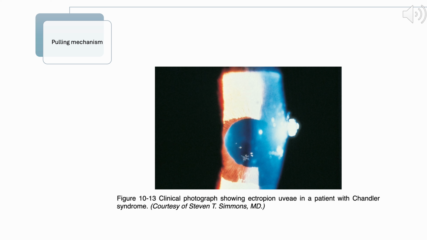This image shows Chandler syndrome, the ICE variant where corneal changes are the most prominent. You can see ectropion uveae in this case, but what defines Chandler is that iris atrophy is minimal, while corneal edema is the main feature.